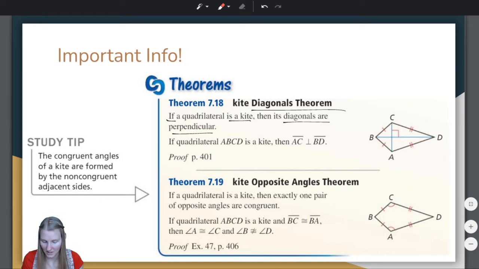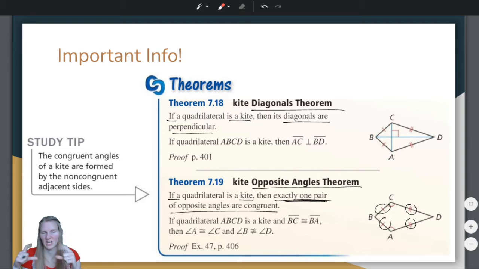And the next theorem, the kite opposite angles theorem. You'll notice that we have a lot of opposite angles theorems. But the kite opposite angles theorem says if we have a kite, then exactly one pair of opposite angles are congruent. We can't have both sets of opposite angles be congruent because then we're a parallelogram. And it wouldn't make sense. Because we have consecutive sides that are congruent, it's not actually possible to have the opposite sides be congruent, or the opposite angles be congruent.